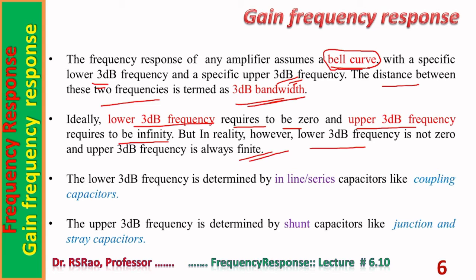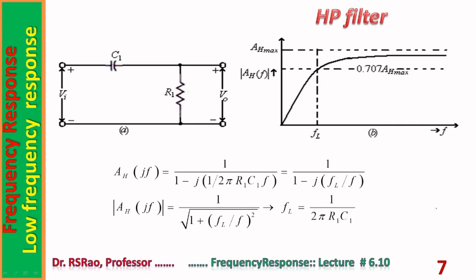That is the ideal amplifier. But in practice, the lower 3 dB frequency is never 0 and the upper 3 dB frequency is never infinite. The lower 3 dB frequency is determined by in-line, in-series capacitors like coupling capacitors, whereas the upper 3 dB frequency is determined by shunt capacitors like junction and stray capacitors. As already mentioned, in-line or series capacitors simulate a high-pass circuit or high-pass filter. Each capacitor simulates one high-pass circuit with its own lower 3 dB frequency.